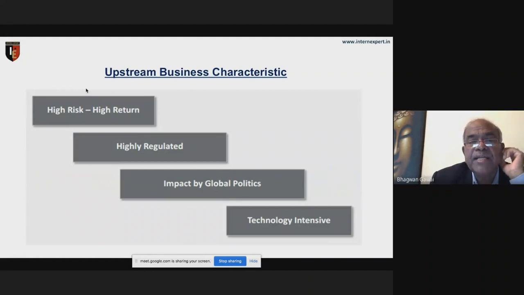Upstream business characteristics. See, it is high risk and high return. Why is it high risk? Because in upstream, sometimes you have done the exploration and drilling, but you have not found the oil. So whatever investment has happened goes to waste. So it is called high risk.